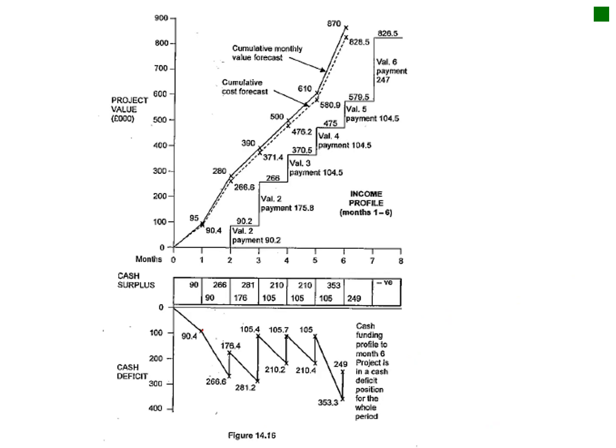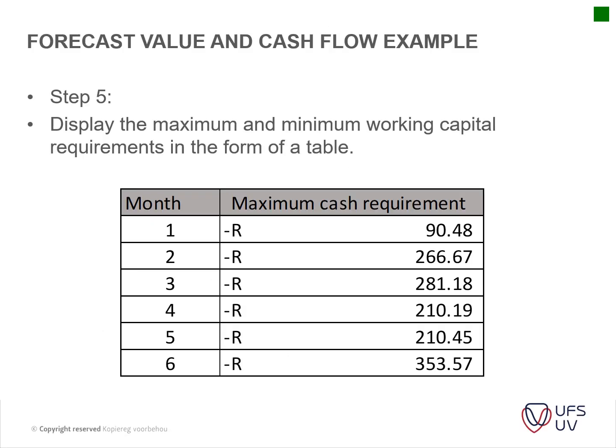So you can see after the first month, this is your cash flow deficit, and it still goes down, and then you can actually calculate what your value escalation is, and you can see after month 6 you will have your biggest deficit. In the cash flow funding profile to month 6, the project is in a cash flow deficit position for the whole of the period. So we're still not picking up our heads and getting close to the break-even point. Okay, so I think that's fairly straightforward.